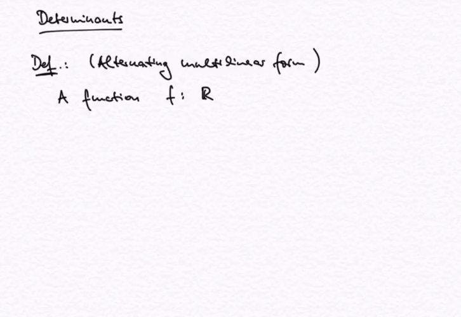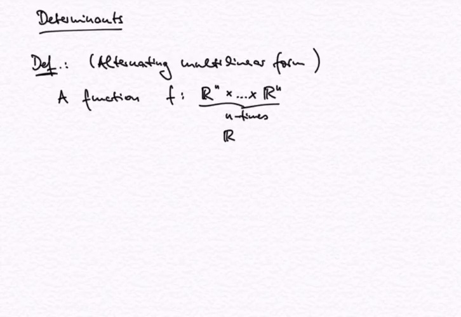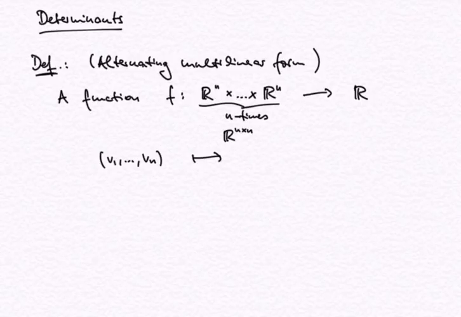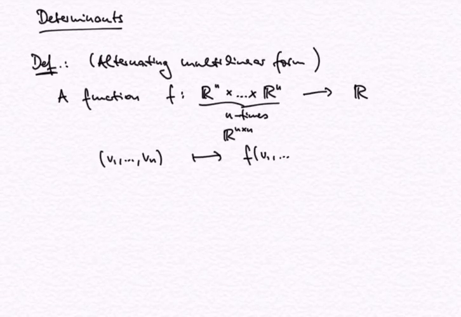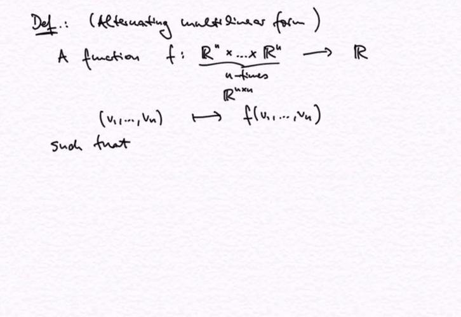that has as the domain the Cartesian space of R^n repeated n times, or in other words, R^(n by n). Or in other words, we take n vectors of n entries each as arguments, and we map just to a real number. So again, we take n vectors of n entries each, and we map to a real number, f of v1 through vn, such that, well, not surprisingly, two properties.